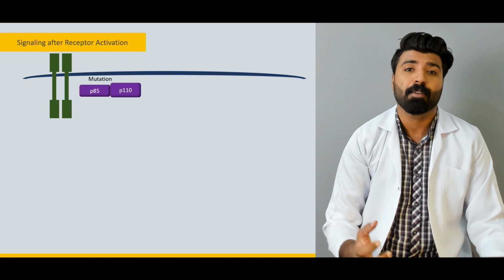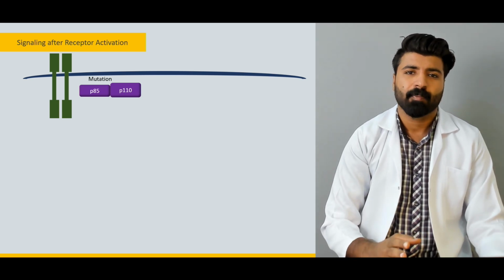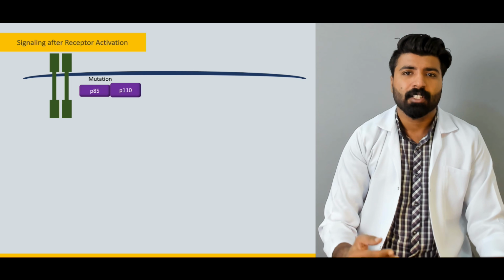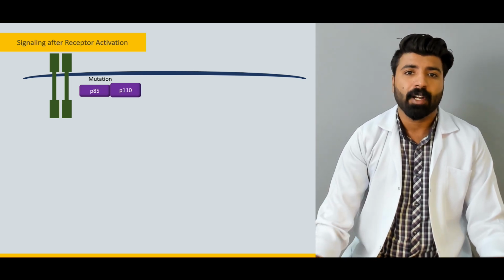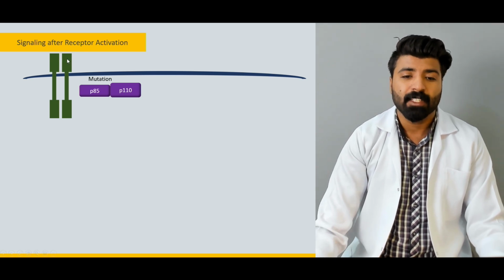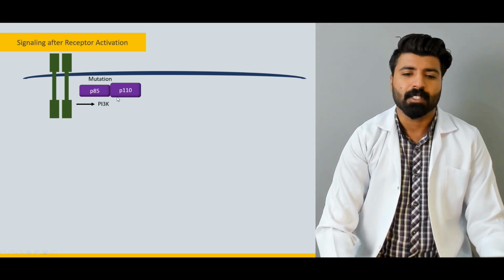If there is any formation of cancer, these genes and many other genes that we already talked about in the last lecture, P53, retinoblastoma, and stuff like that, all of that is very important. But for the topic we're talking about right now, signaling after receptor activation, these two are very important. Once these two tumor suppressor genes, P85 and P110, are mutated, what happens?